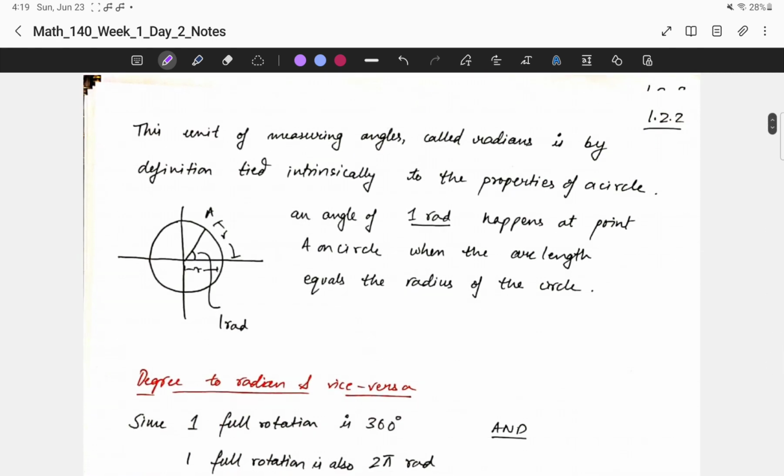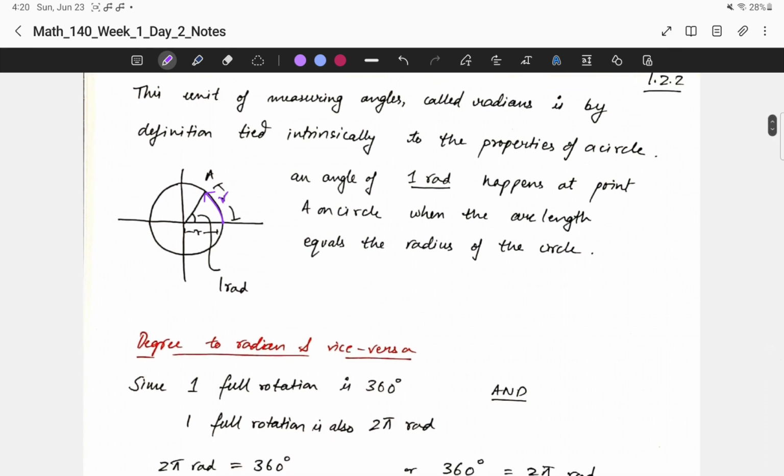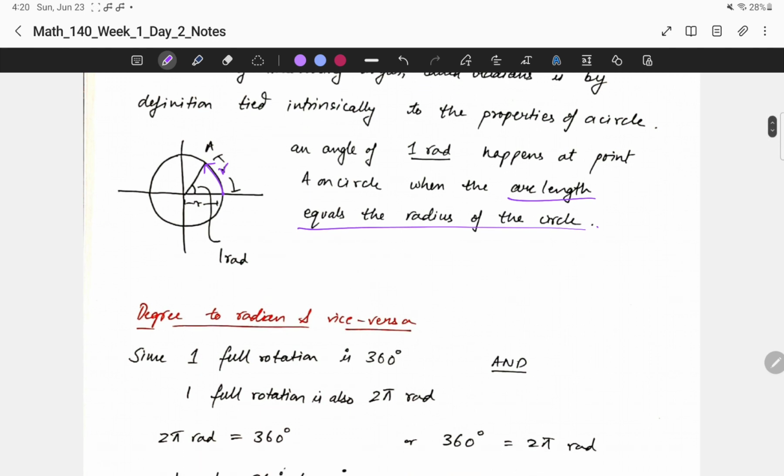Now this definition, which is called radian, is tied intrinsically to the properties of a circle. So what does an angle of 1 radian mean? 1 radian means that the distance you covered on the circle equals the radius. An angle of 1 radian happens if you start at this point and walk on the circle and stop when you've covered a distance r on the circle. That's not a straight line distance but a curved distance. So when the arc length equals the radius of the circle, the ratio becomes r over r, which is 1, and that would be 1 radian.